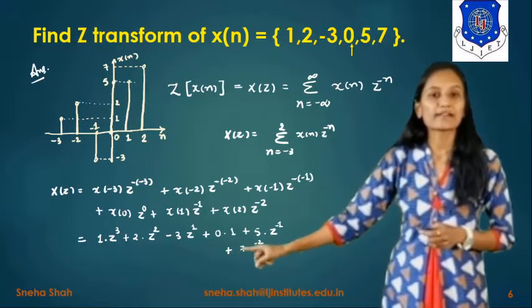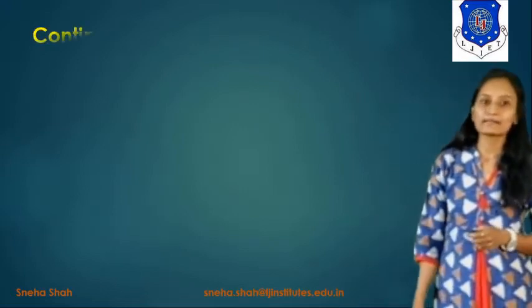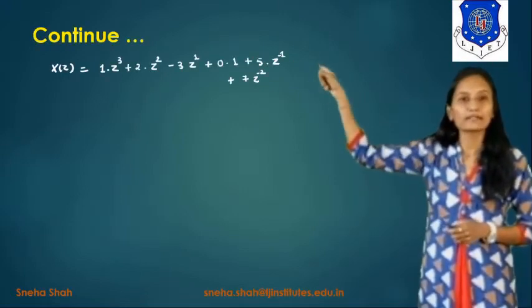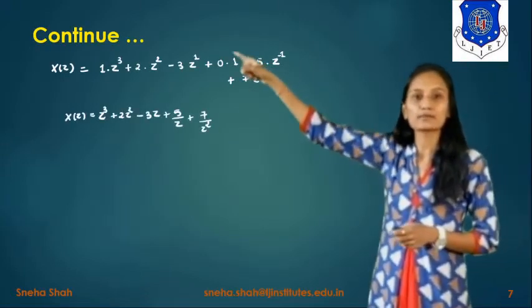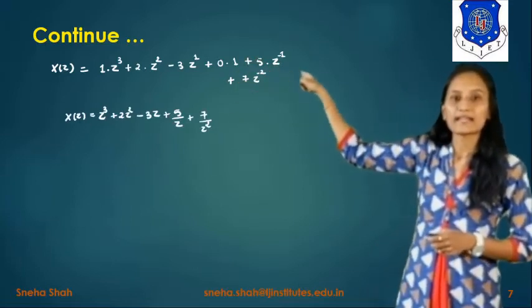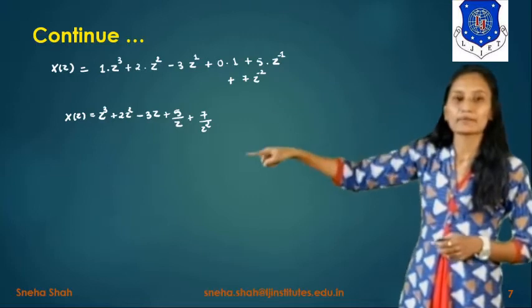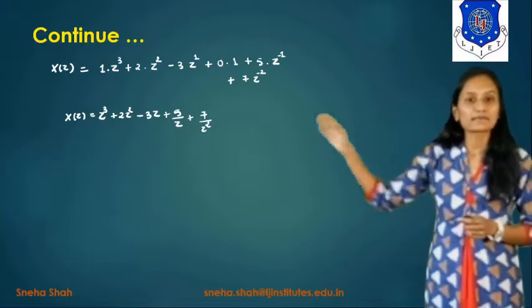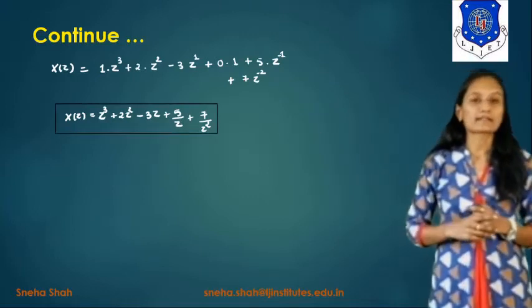Now if I simplify this term, the next expression will be 1 into z raised to 3, plus 2 z squared, minus 3 z, plus 5 upon z, plus 7 upon z squared. So this one is the final answer of that transform.